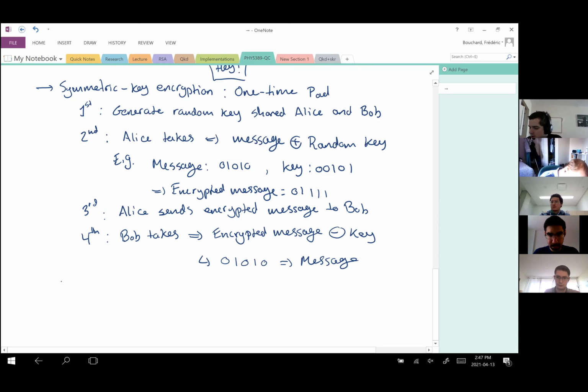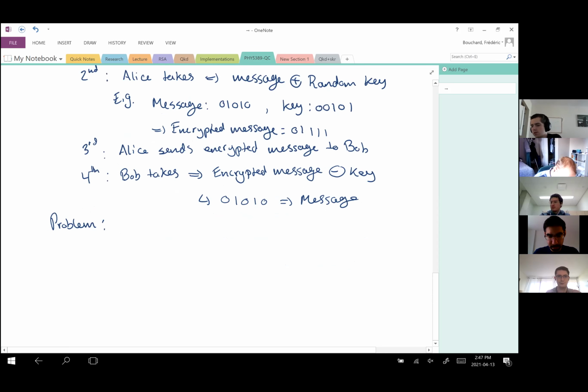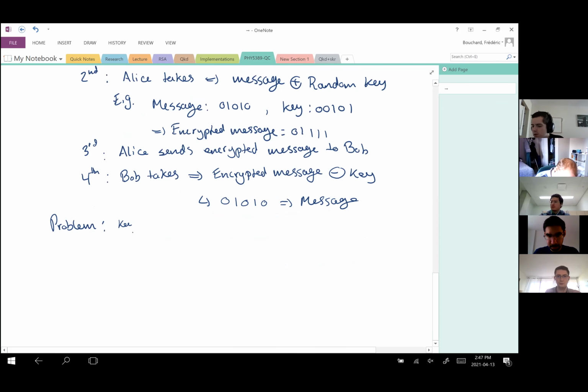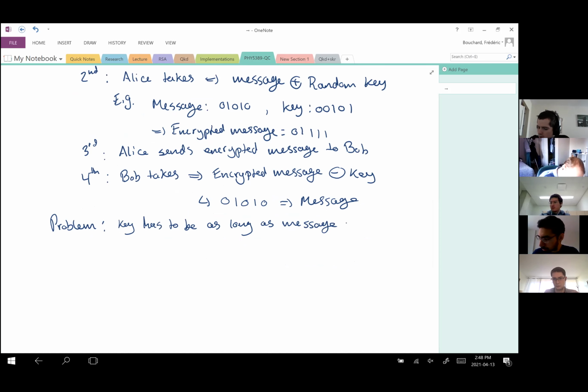But there's a problem with this protocol: you need the key, and the key has to be as long as the message. When Alice and Bob want to transmit another message, they actually need to meet again at some point and generate a new key. This is not really practical, because if you want to send a lot of messages, you need to generate new keys all the time. This is called a one-time pad: once you use it, you have to throw it away.